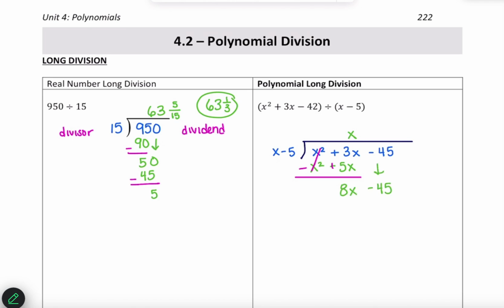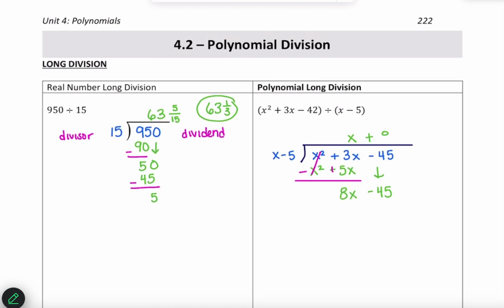And then we ask ourselves, okay, next time I want to subtract away that 8x. So again, x times what will give me that 8x, so we can subtract that away. And the answer is 8, right? X times 8 would give me that 8x, and it's a positive 8. So I'm going to put positive 8 right here on top of the constants term.